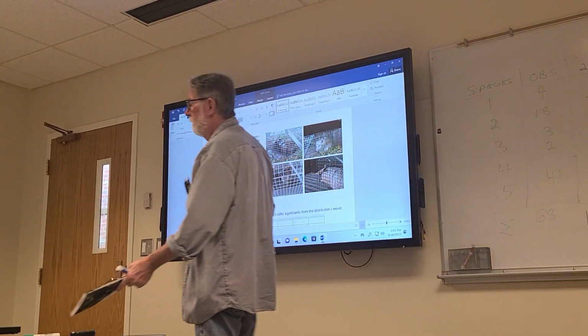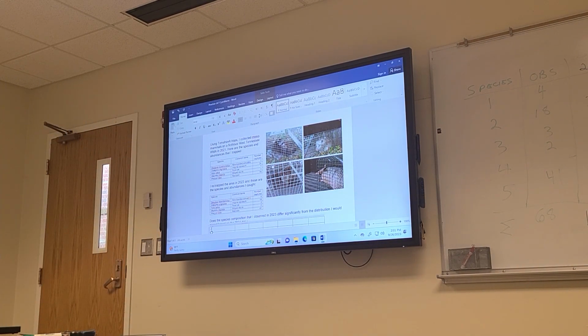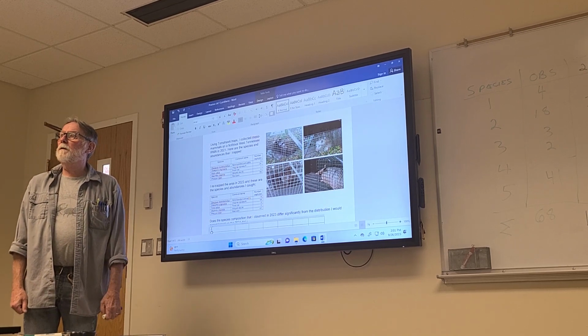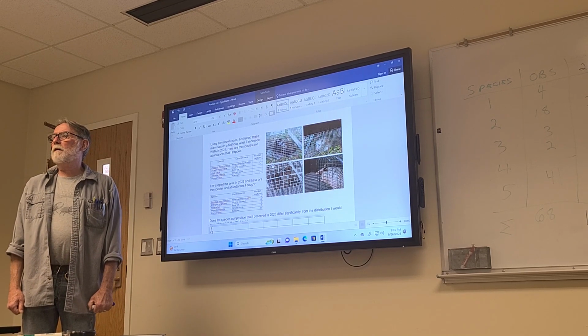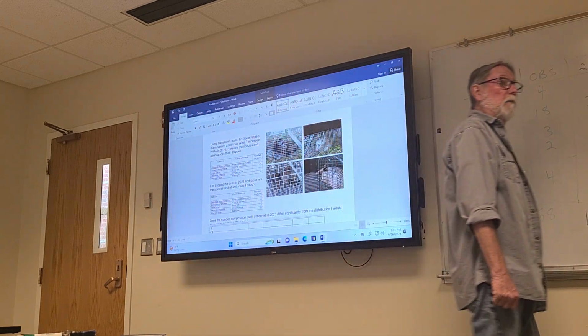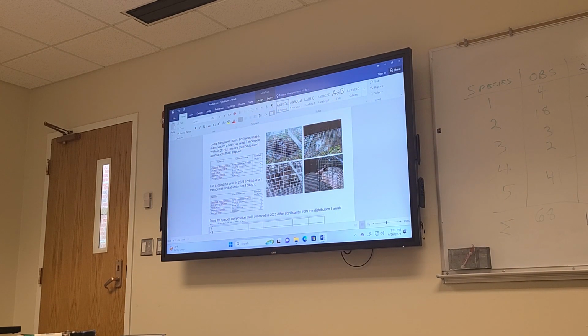Time to come back to reality. What's it telling us? That the species composition in 2023 differs significantly. There's been a change. Something's going on. We're finding that the distribution of mesomammals has changed significantly over this period. Chi-square doesn't tell us exactly how it's changed or anything, but it now drives our research.